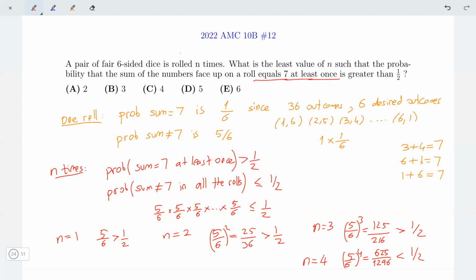All right, so n equals 4 is the smallest value of n such that the desired probability in the original problem is greater than 1/2. And the answer is C.